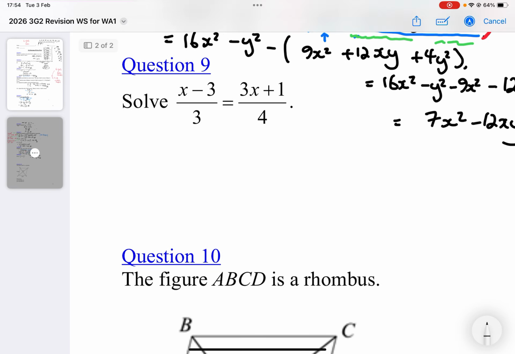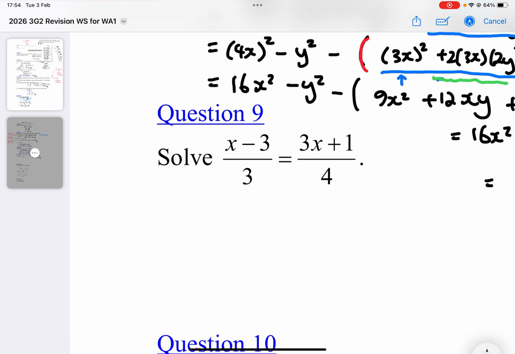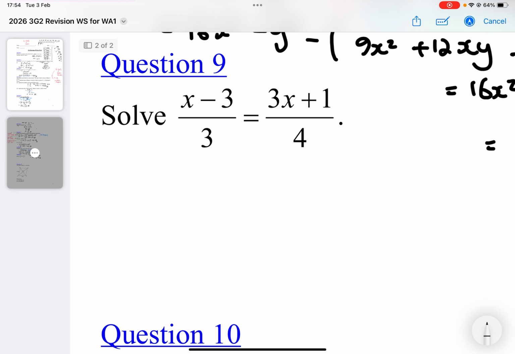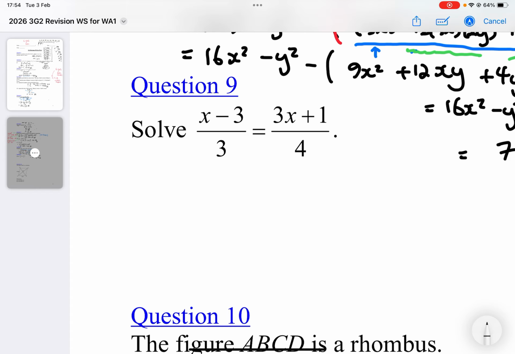Okay, question 9. Okay, we have gone through some fractions with algebra before.